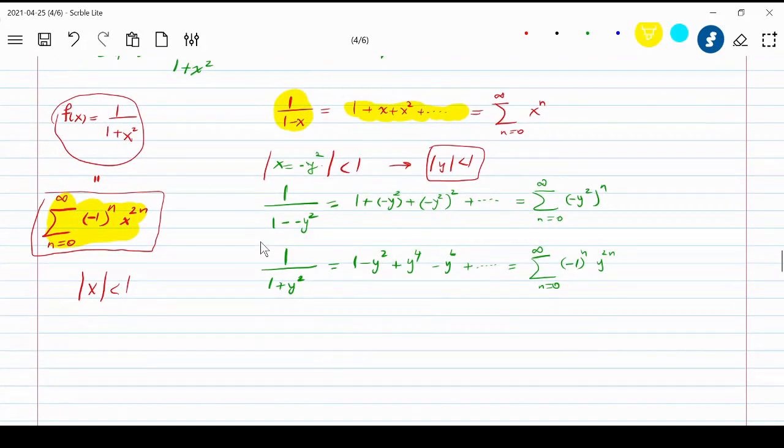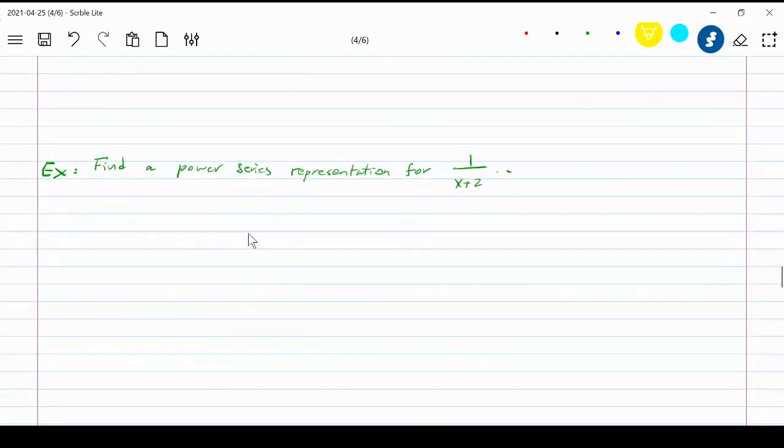Here's another example. Find the power series representation for 1 over x plus 2. Remember, if we had 1 divided by 1 minus x, this would be exactly the same as 1 plus x plus x squared, which is the same as the summation of x to the power n from 0 to infinity.